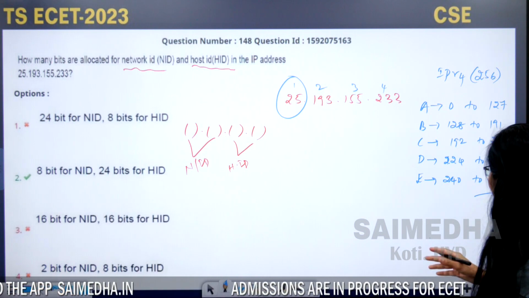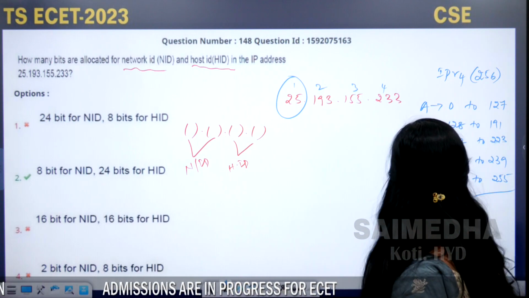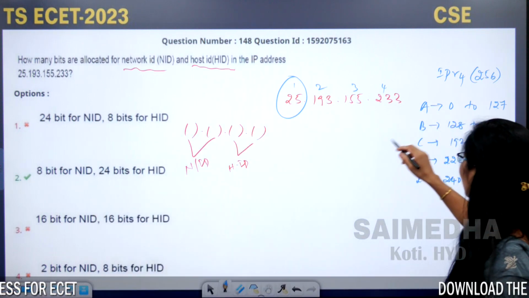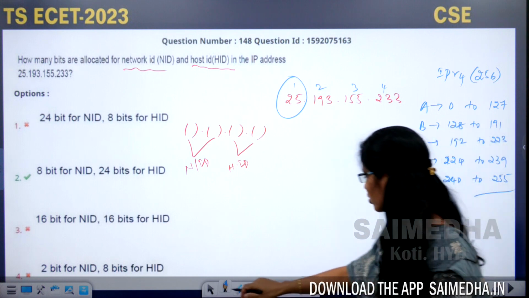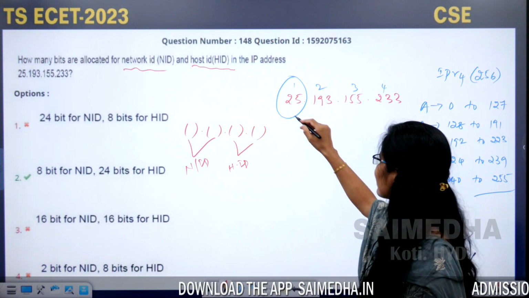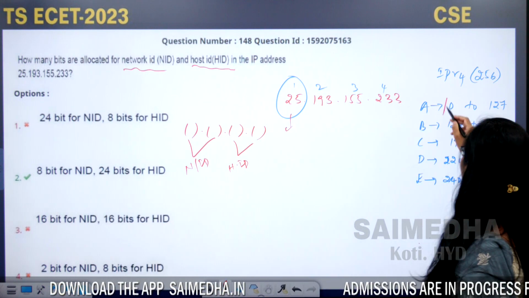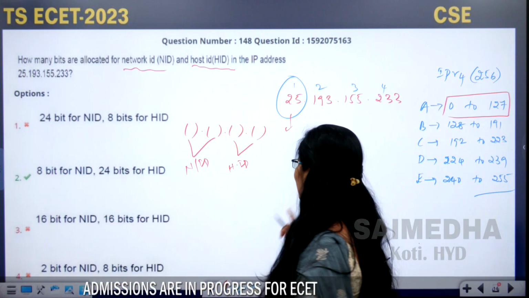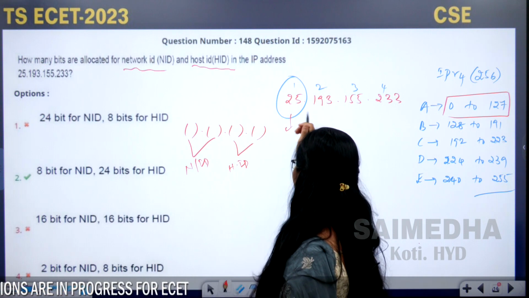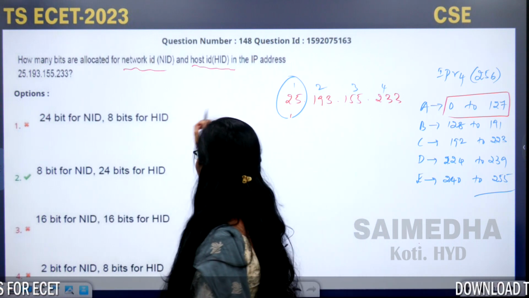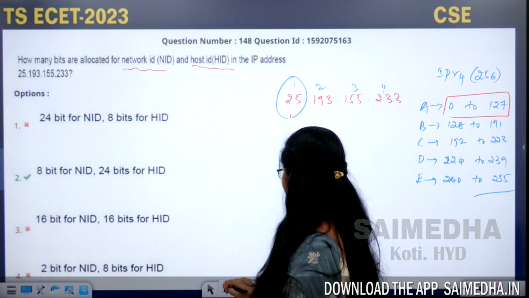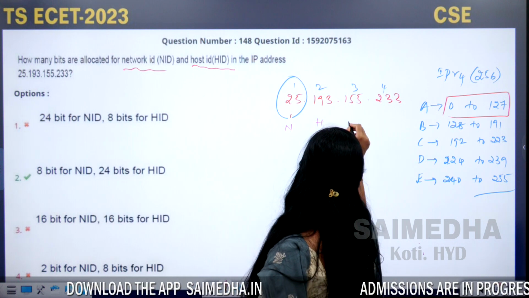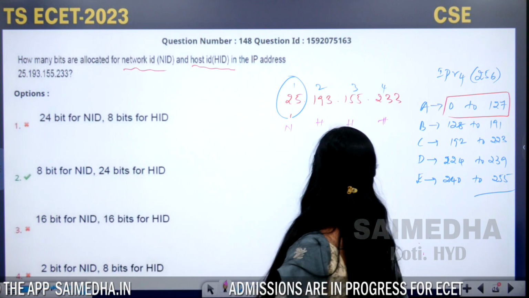Here, first look at octet one. The first octet belongs to class A because the number 25 is between 0 and 127. In class A, how many host IDs and how many net IDs are there? In this scenario, the first one is the net ID and the remaining 3 are the host IDs.